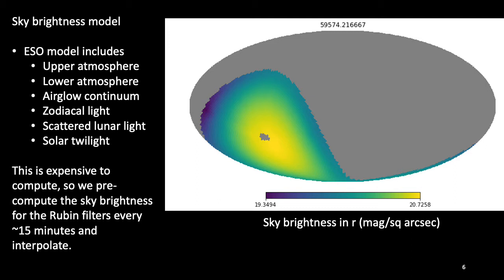This is computationally expensive because we have so many components and many of them are in different coordinate systems. It's pretty expensive to compute the sky brightness over the entire sky, especially at time steps of order a minute. So we pre-compute every 15 minutes and then interpolate to get the values, and that seems to be accurate enough and gives us a big speed up when we're running these simulations.